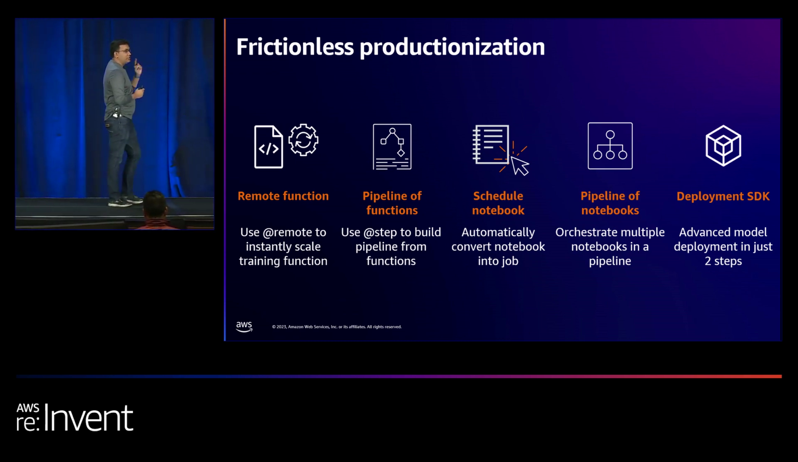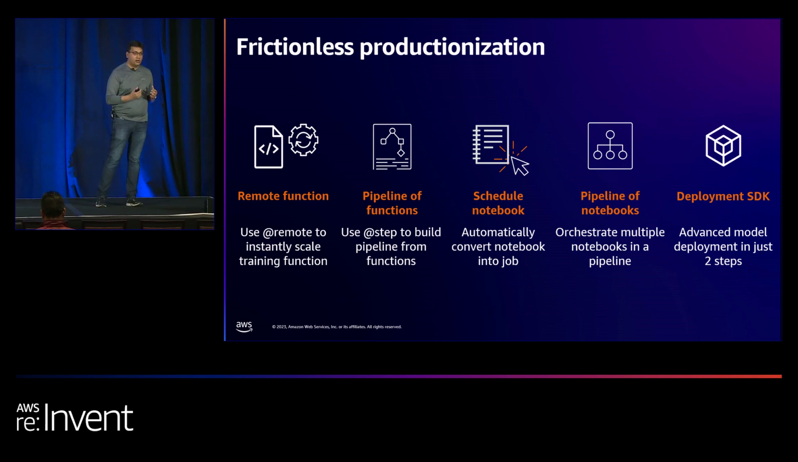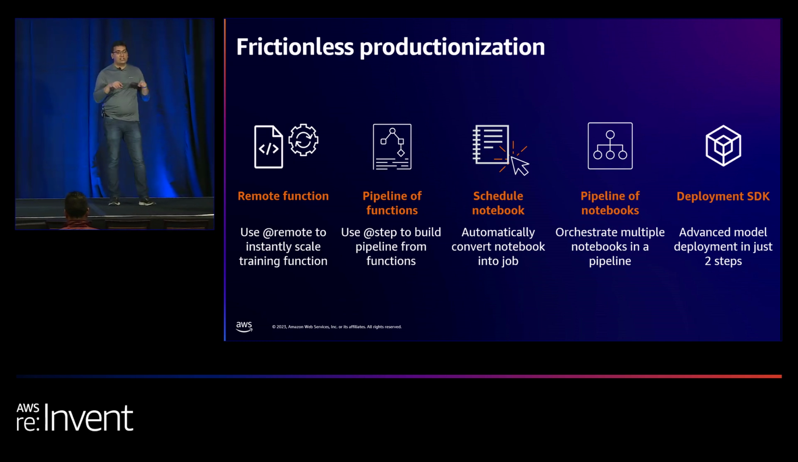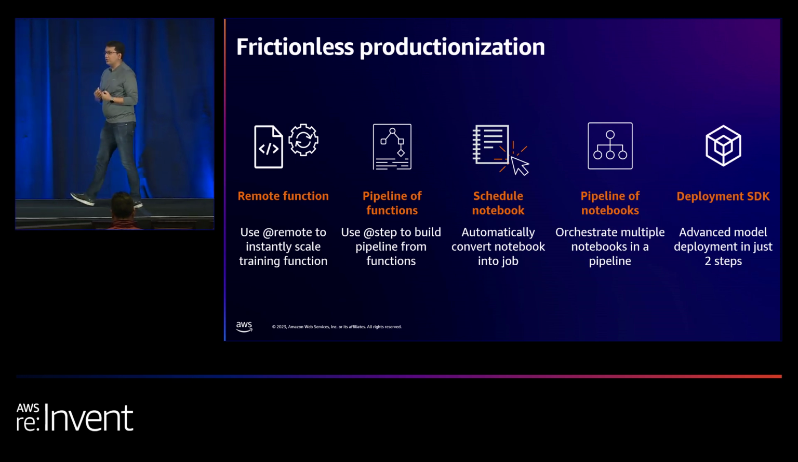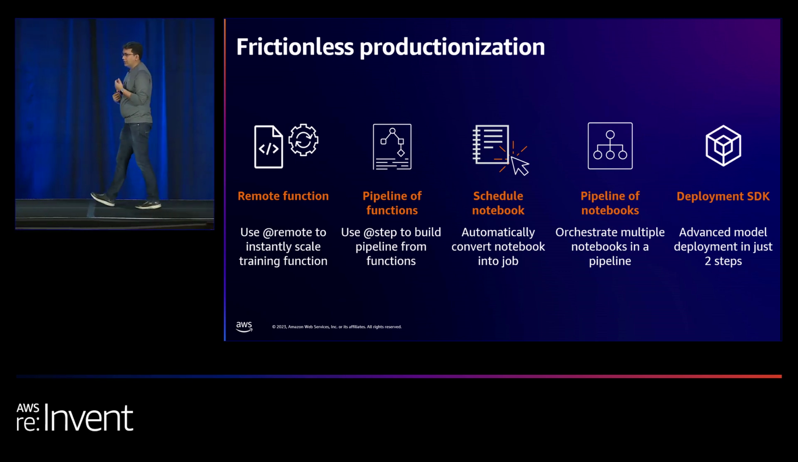And this works not just for one Python function. If you have multiple Python functions in your code, where each function is designed for a specific task, you can stitch them together into a pipeline on SageMaker. All you need to do is annotate those functions with the step decorator in the Python SDK.